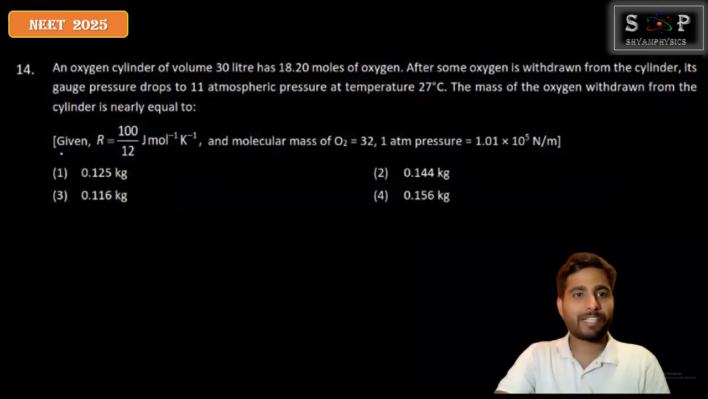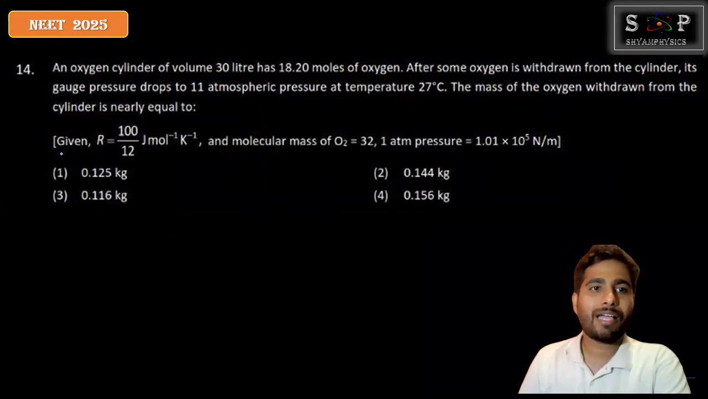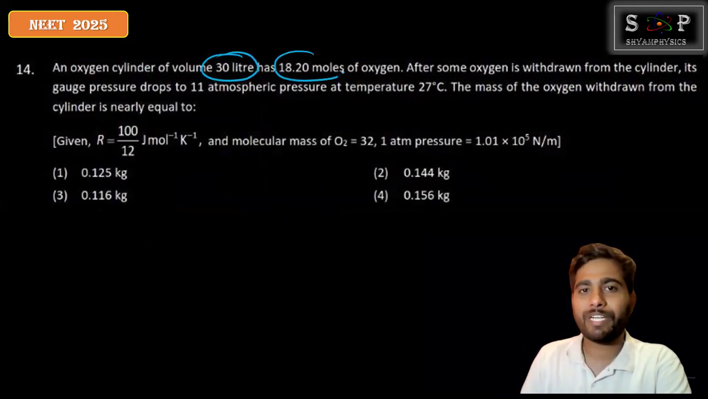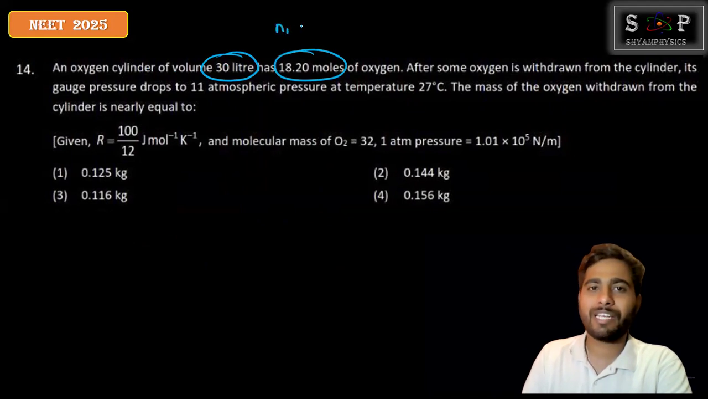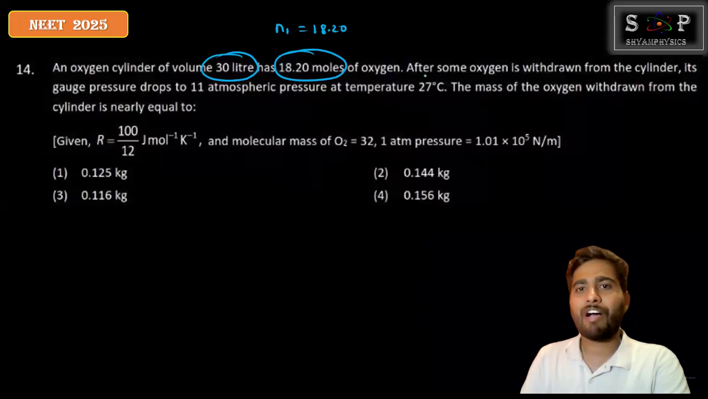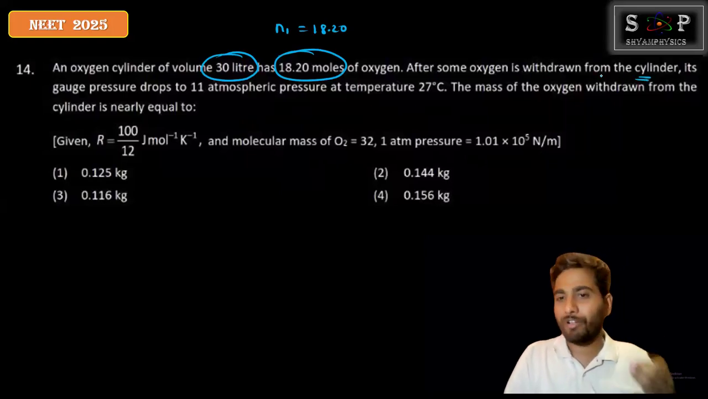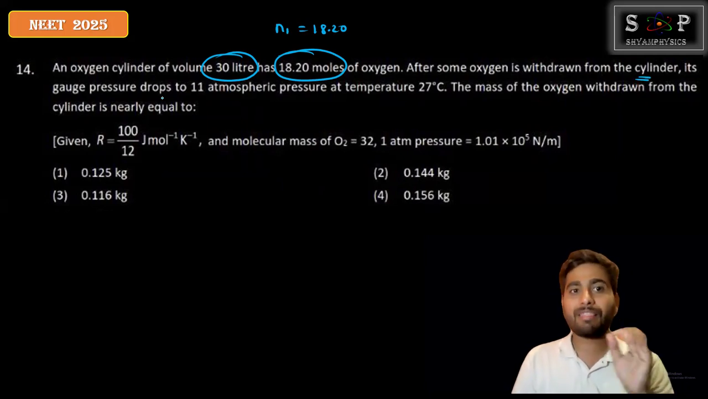Then next question. An oxygen cylinder of volume 30 liters initially has 18.20 moles. After a little amount of oxygen is withdrawn from the cylinder, the gauge pressure drops to 11 atmospheric pressure.